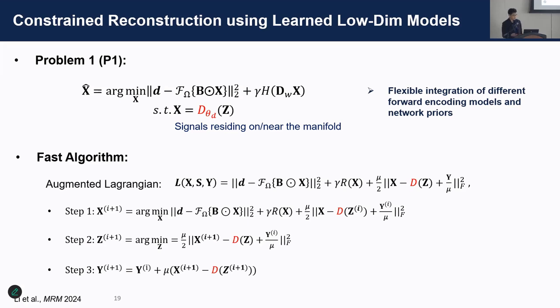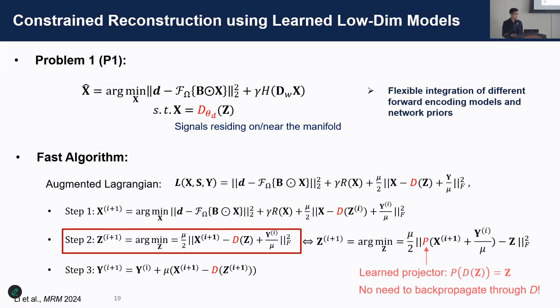The first step is actually pretty straightforward, just a standard regularized least squares problem. The second problem is a little bit more interesting. You can basically enforce this low-dimensional representation, but if you directly solve this problem, you need to do backpropagation through the entire representation network. So instead of doing that, we jointly learn a projection network and the representation network, allowing us to solve this problem by doing a simple one step of forward propagation of the data through this projection operator. And the other steps are just part of the typical ADMM algorithm.